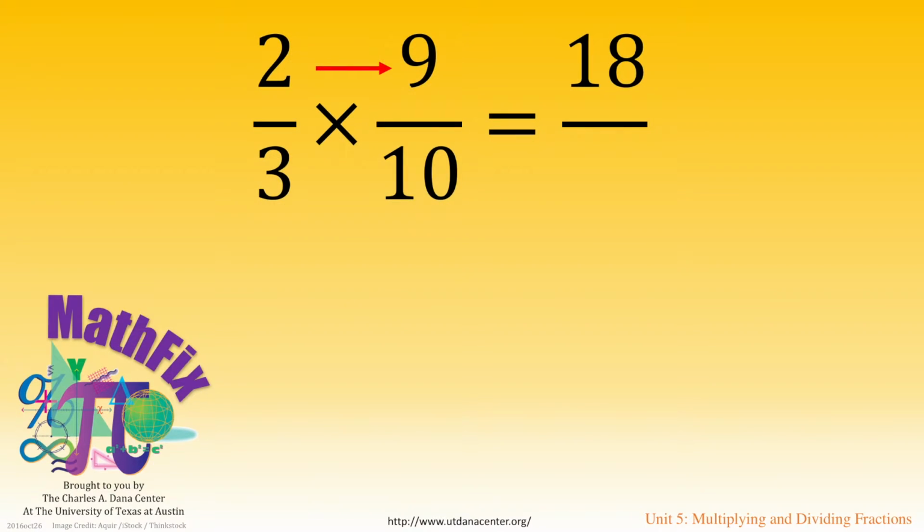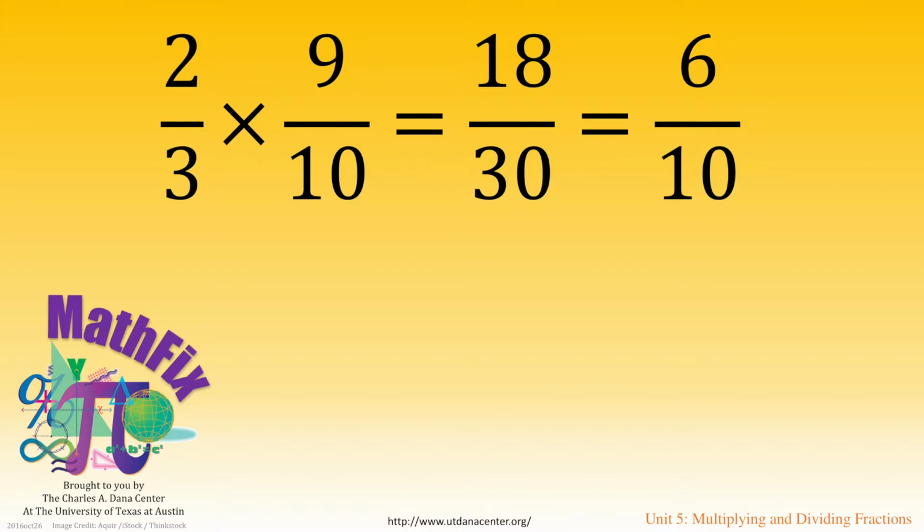If we multiply across the numerator and the denominator, we end up with 18/30, which turns out to be equivalent to 6/10. This is just one of many ways that your students could solve this problem.